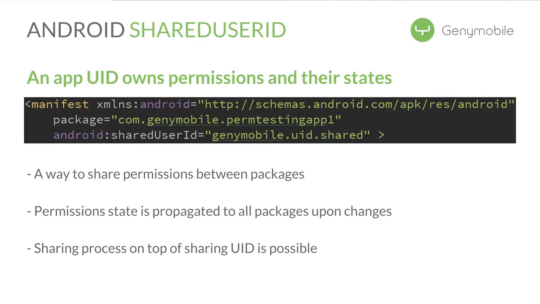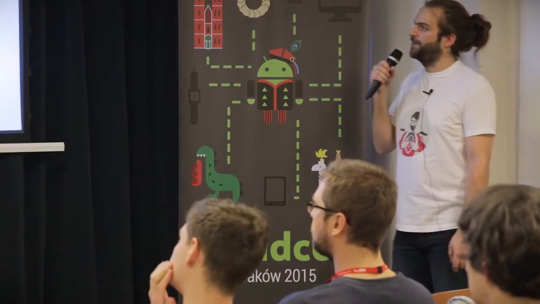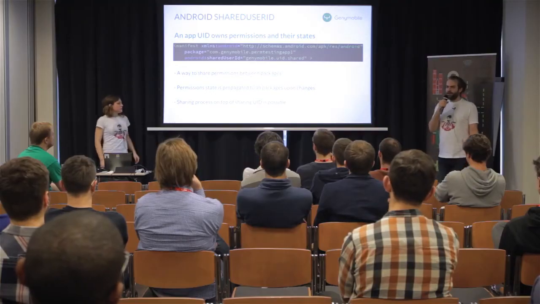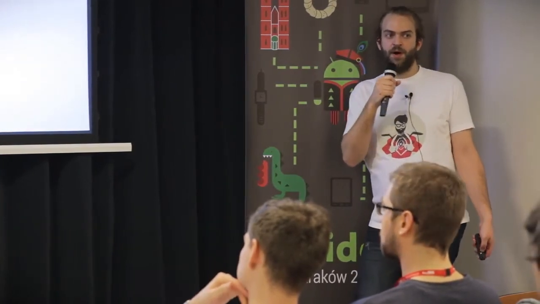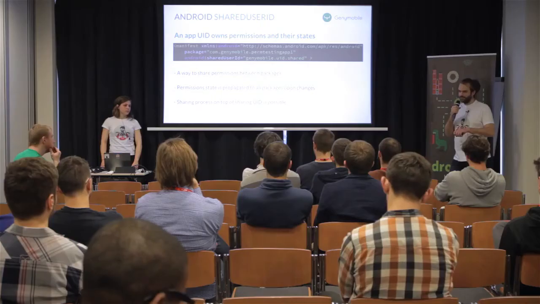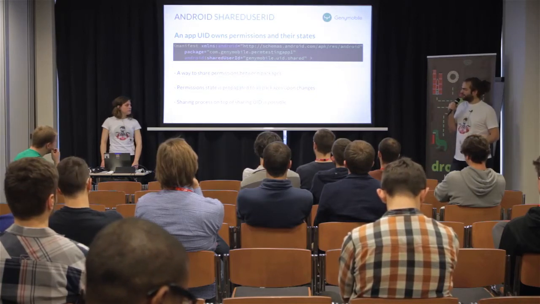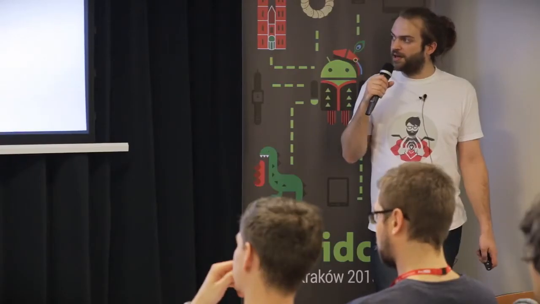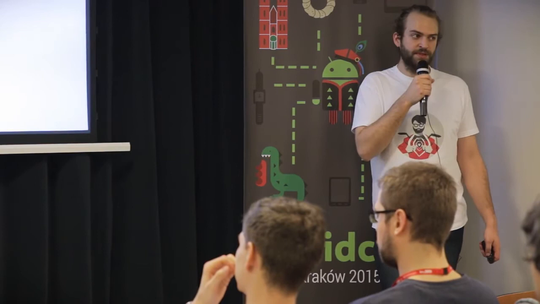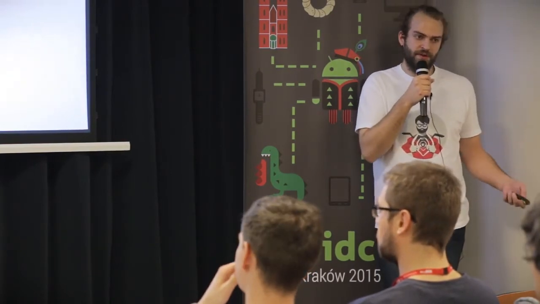As an application developer, one of the few ways you can interact with this information is the shared UID attribute of the manifest tag. By specifying a shared user ID, you can share this UID between several packages. This is a way to share permissions between packages. Regarding runtime permissions, since permissions now have a state, granted or not granted, this permission state is propagated upon all packages using the same shared UID. And on top of sharing UID, you can also share a process between several applications, or actually between several packages.